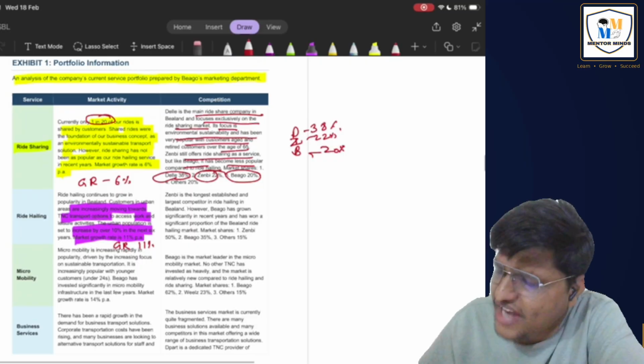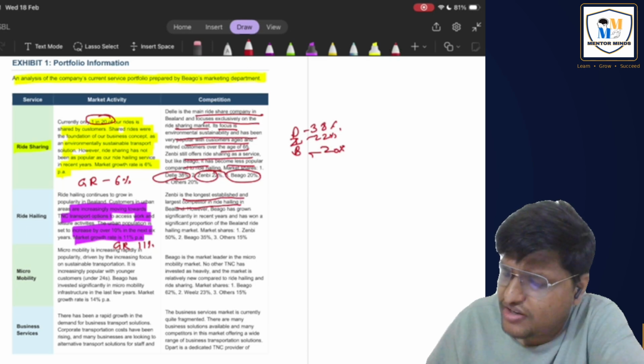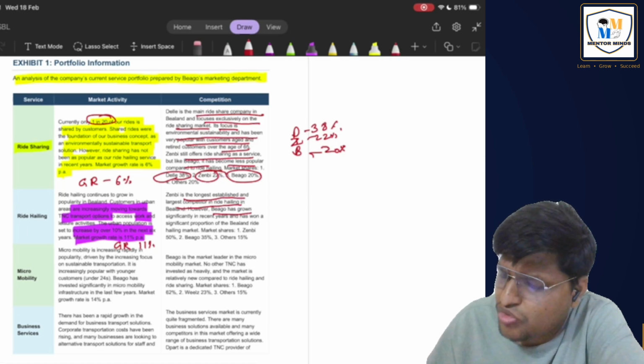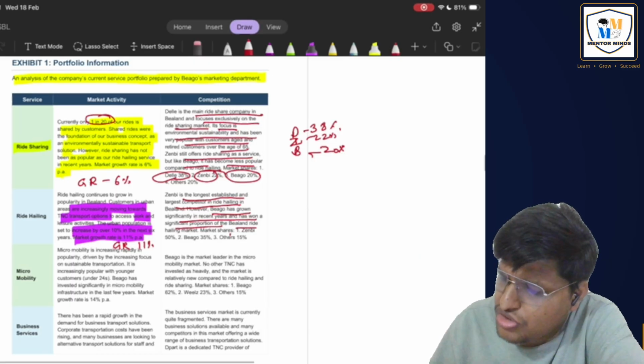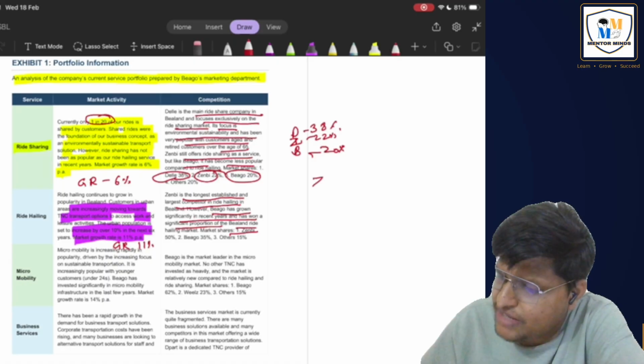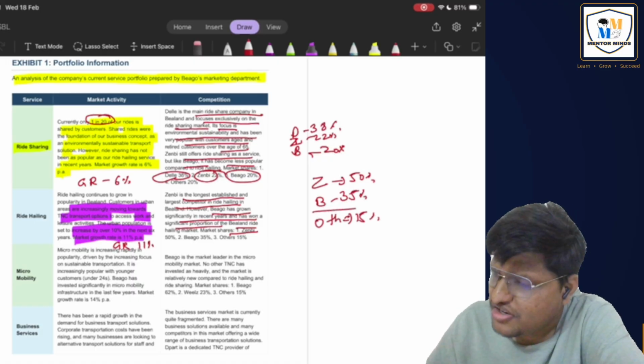Then our competitors. Zenbi is the longest established and the largest competitor in ride hailing in Bilan. However, Biago has grown significantly in recent years and has won a significant proportion of business travel. So market share here: Zenbi has 50%, Biago has 35%, and others have 15%. So here we are in second position.